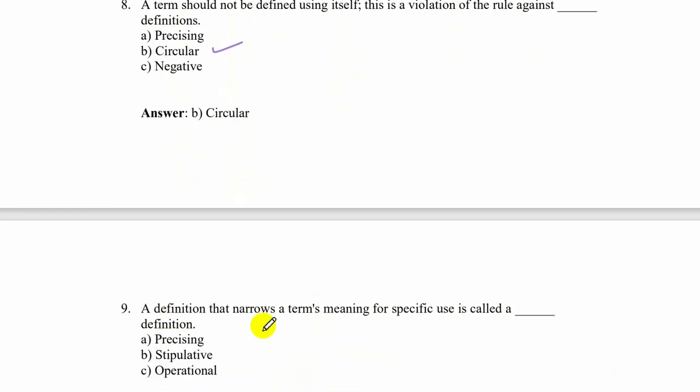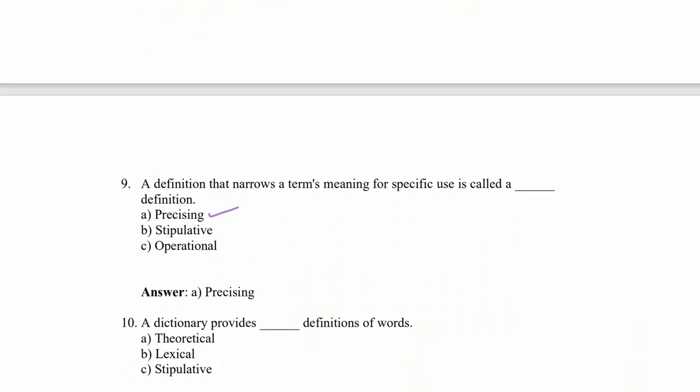A definition that narrows a term's meaning for specific use is called a precising definition. The dictionary provides dash definitions of a word, theoretical definitions of a word. Or is it lexical? Lexical is used in language, so it has to be lexical.